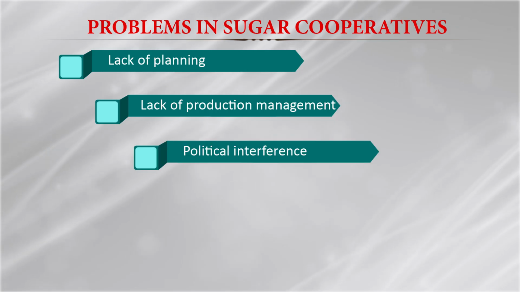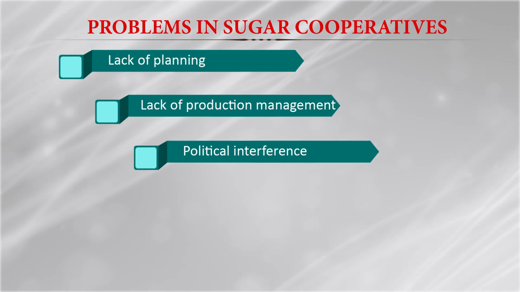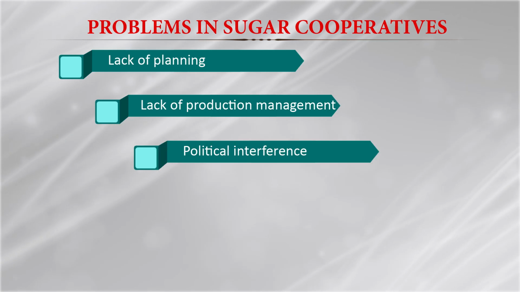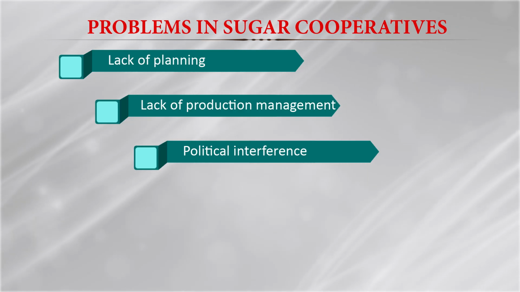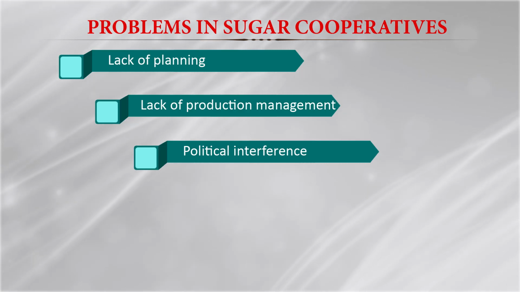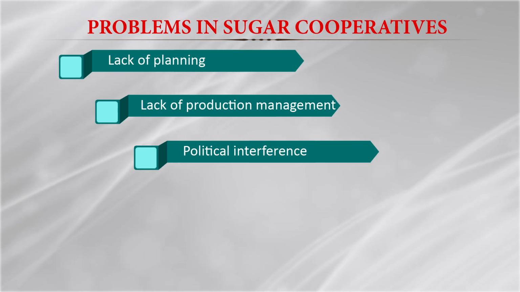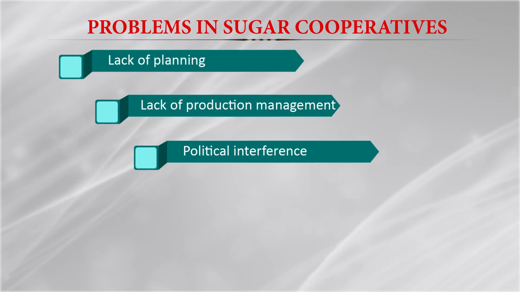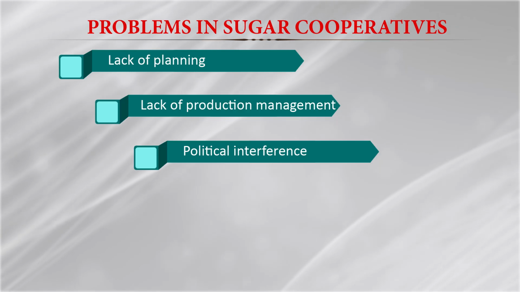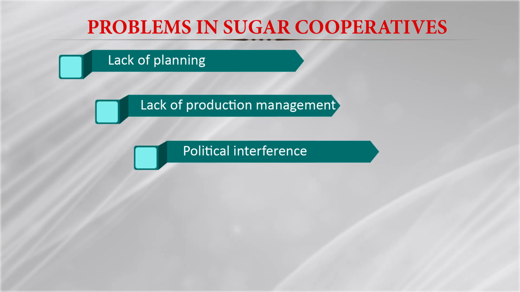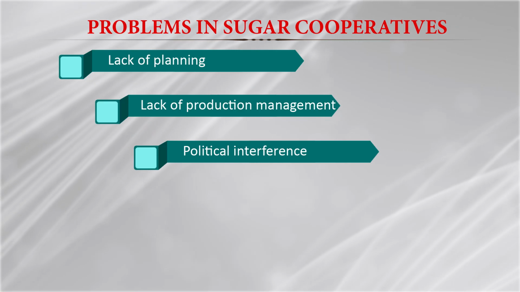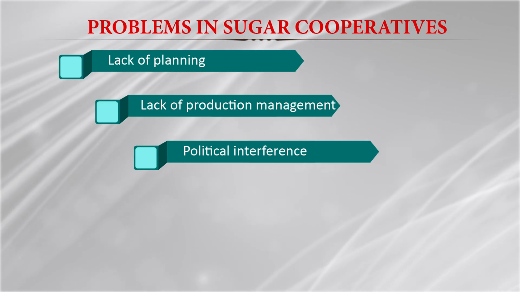Then there is a lot of political interference in the cooperative societies, because they are democratic organizations. They are not operated or managed by one person. They have the whole membership of the society, who participate in the decision making process. So there is a lot of political interference in the operation of the cooperative society.